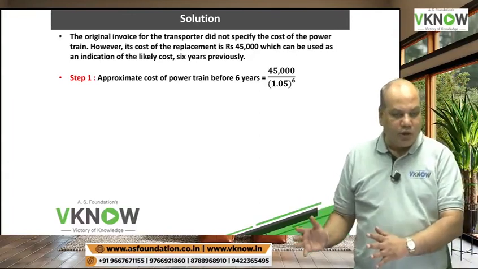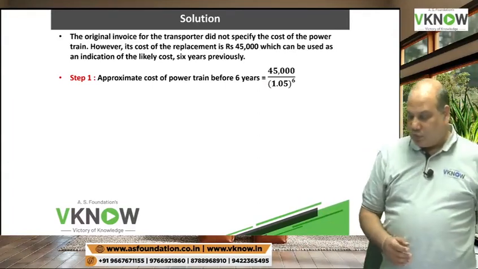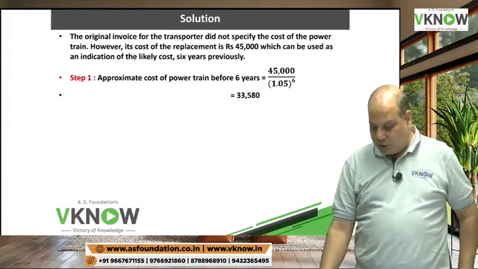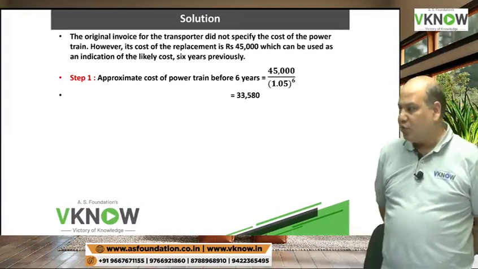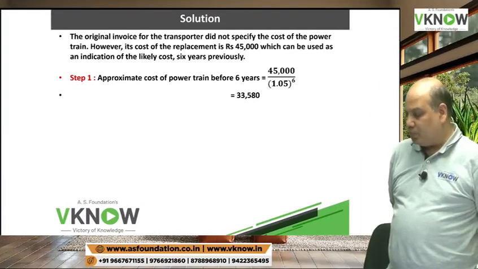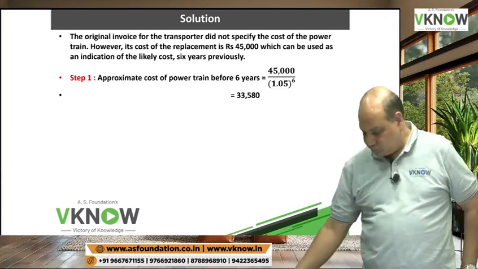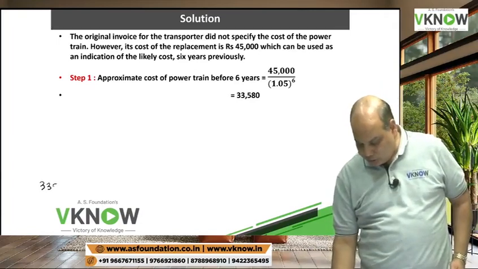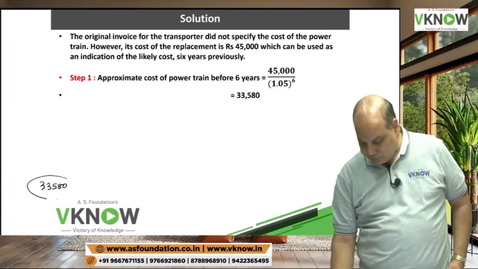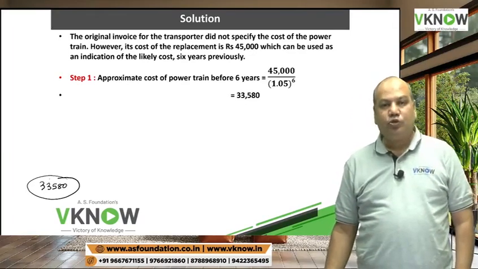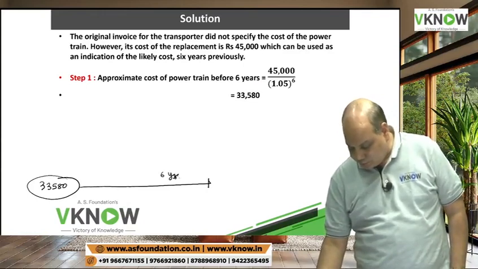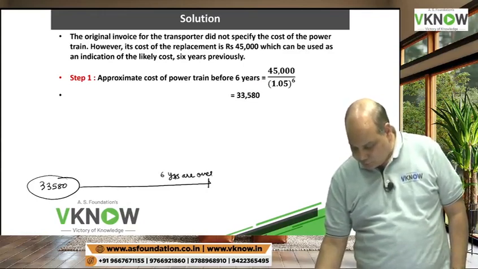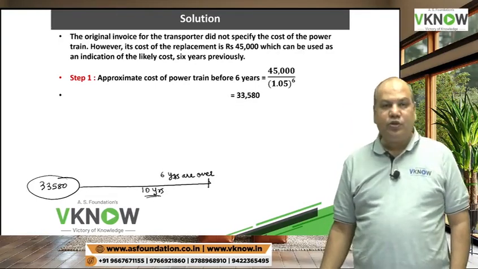If this powertrain was purchased 6 years ago, what would have been the price? This is how the standard gives you the guidance. So as you rightly suggested, 33,580 would have been the cost of this powertrain. 6 years are over, and the originally estimated useful life was 10 years.